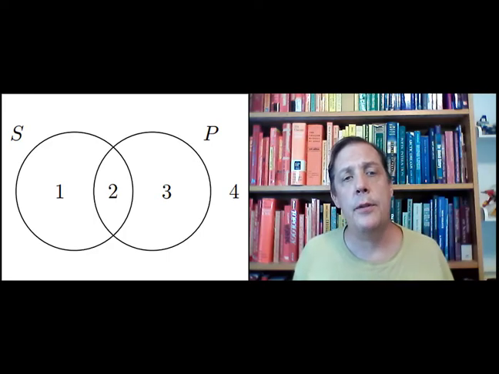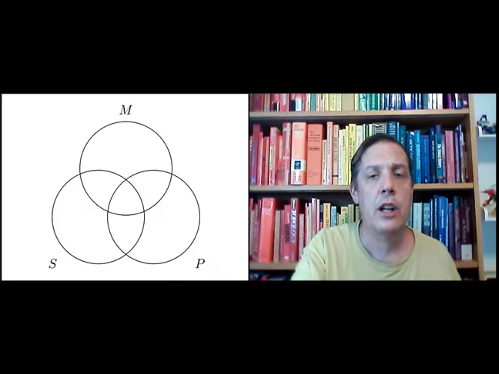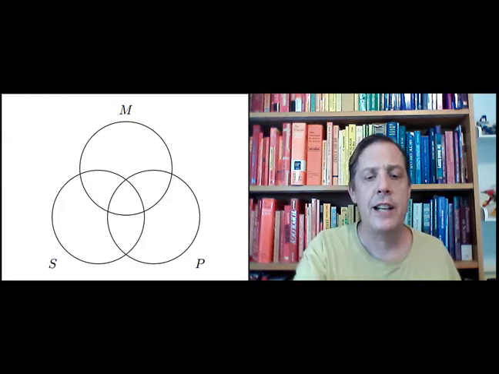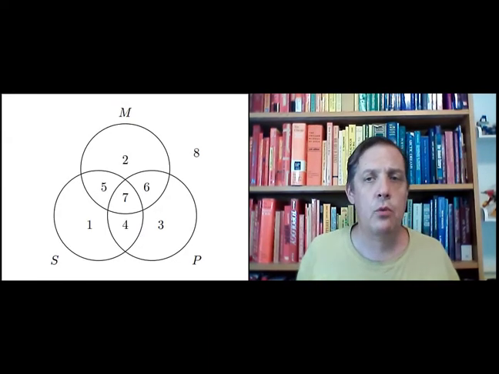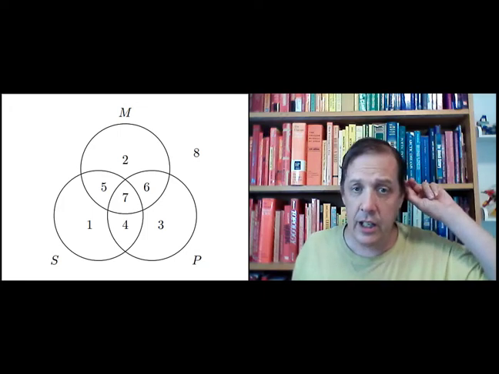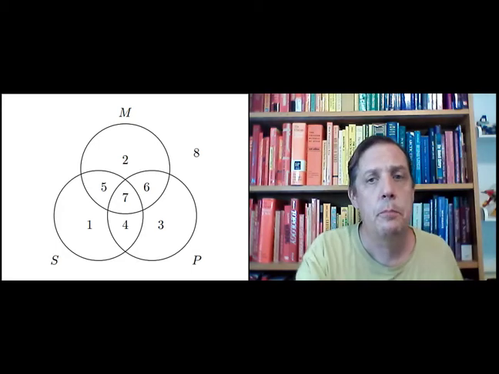Well, now we've got three terms instead of two. Instead of just S and P, we have S, M, and P. So we're going to have three circles like this. That means that we're actually going to have 8 possible regions, right? Because it's a power function. Previously, we had 4 regions because it was 2 squared. Now it is 2 cubed, which gives us 8.